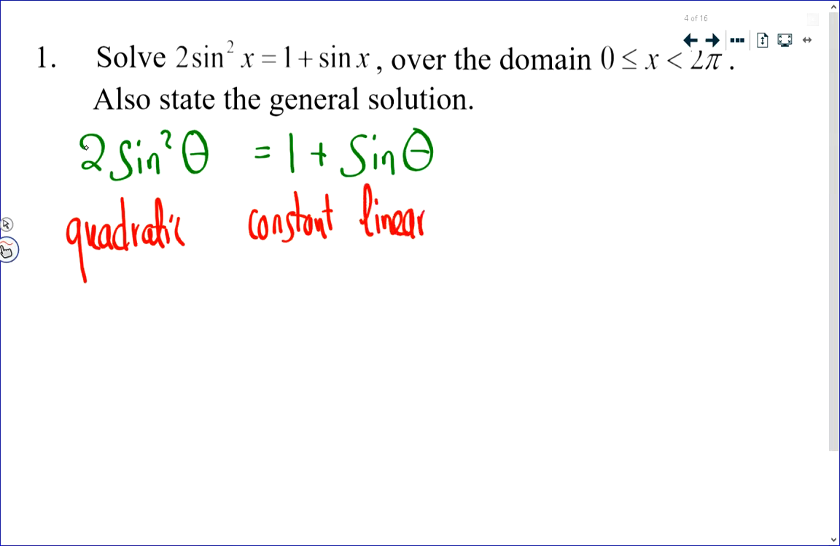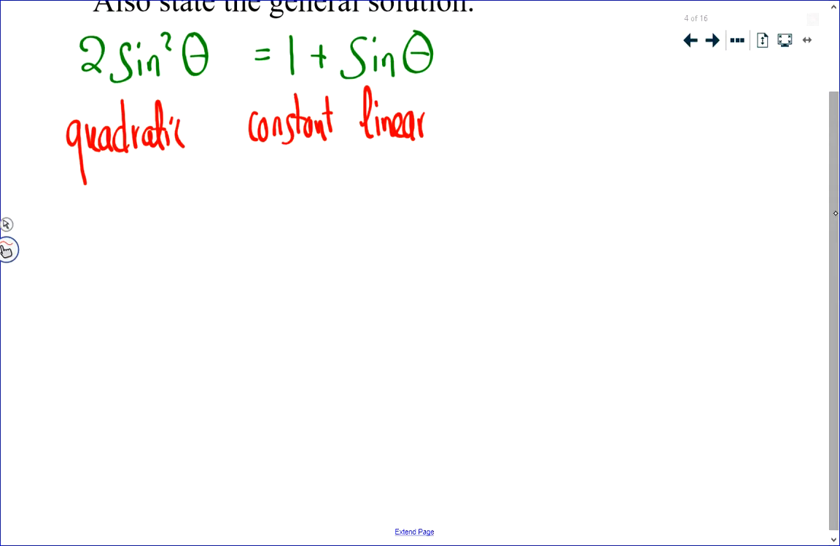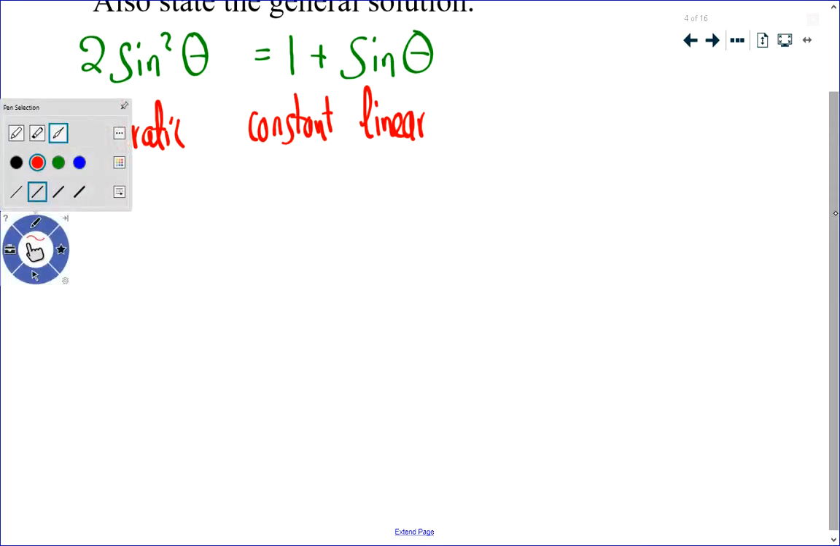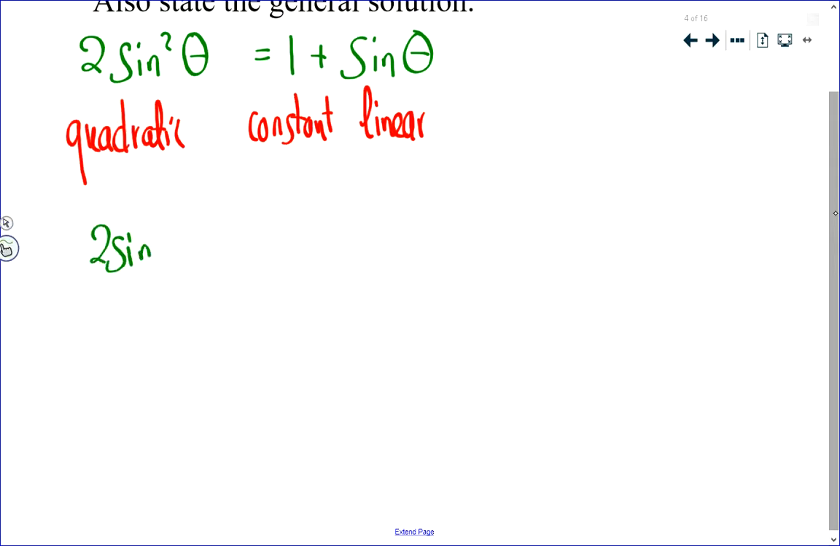So I'm pointing this out because how you solve a quadratic equation that contains all 3 types of terms follows a certain procedure. And the procedure is that you have to start by zeroing the equation, which means I'm going to set the equation equal to 0 and have 2 sine squared of theta minus 1 sine of theta, you should include the 1 here, minus 1 equals 0, and then we're going to factor this.